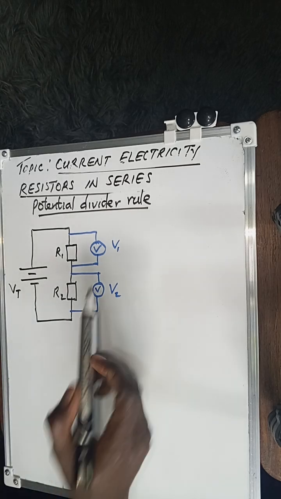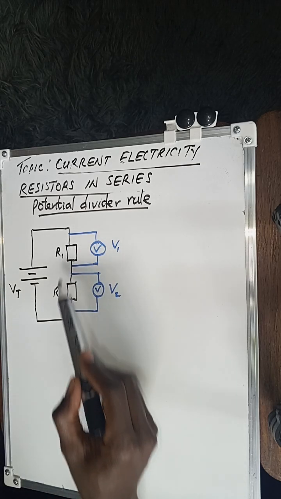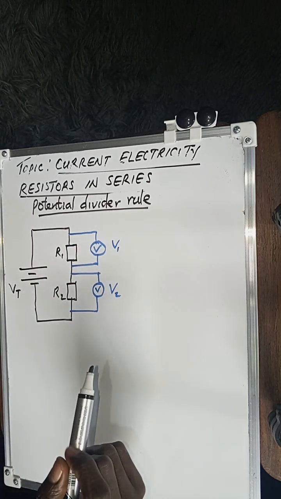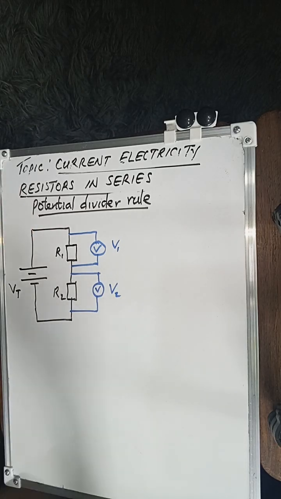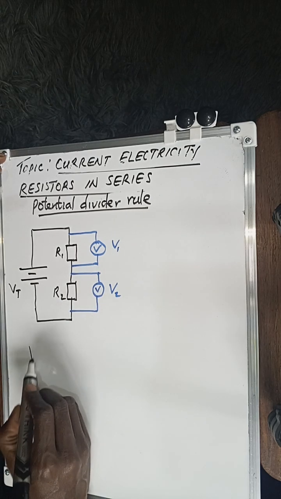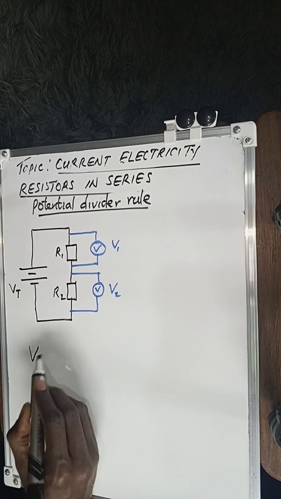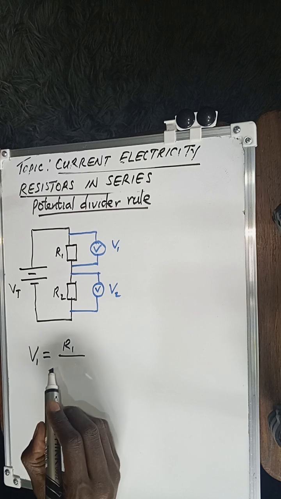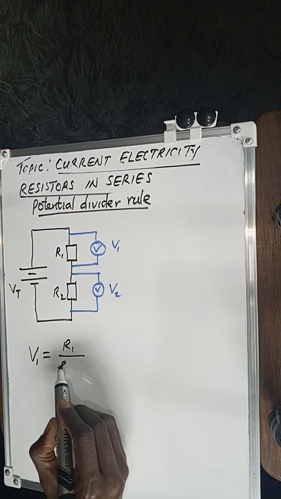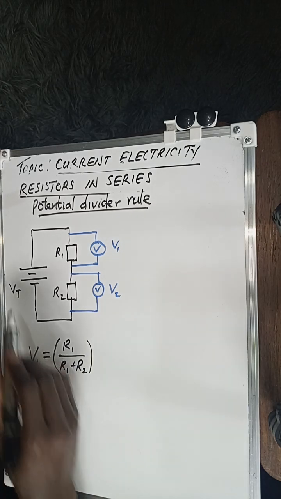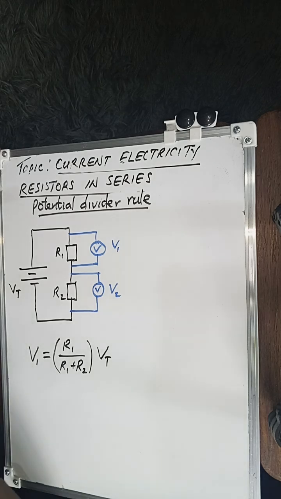Now there's a simple way of getting the voltages across the resistors when you know the total voltage. The rule is simply called the potential divider rule. You can use it when the resistors are in series like this. For example, if I want to get the voltage across resistor 1, what you can simply do is take resistor 1 divided by the sum of the two resistors, resistor 1 plus resistor 2, and whatever you get, you multiply by the total voltage. That will give you the voltage across resistor 1.